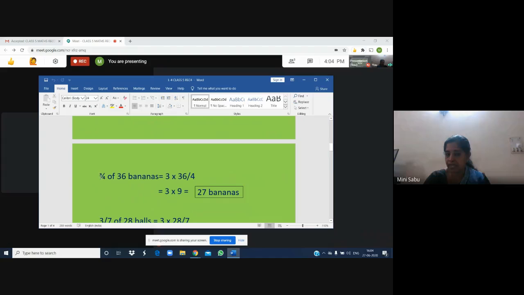See here, numerator is not 1. So our method is this. We will divide 36 divided by the denominator. 36 divided by 4. What is the answer? 4 9s are 36. You got 9. And that 9 answer you multiply by this numerator 3. See, 3 9s are 27 bananas. Got it, children, the shortcut method?